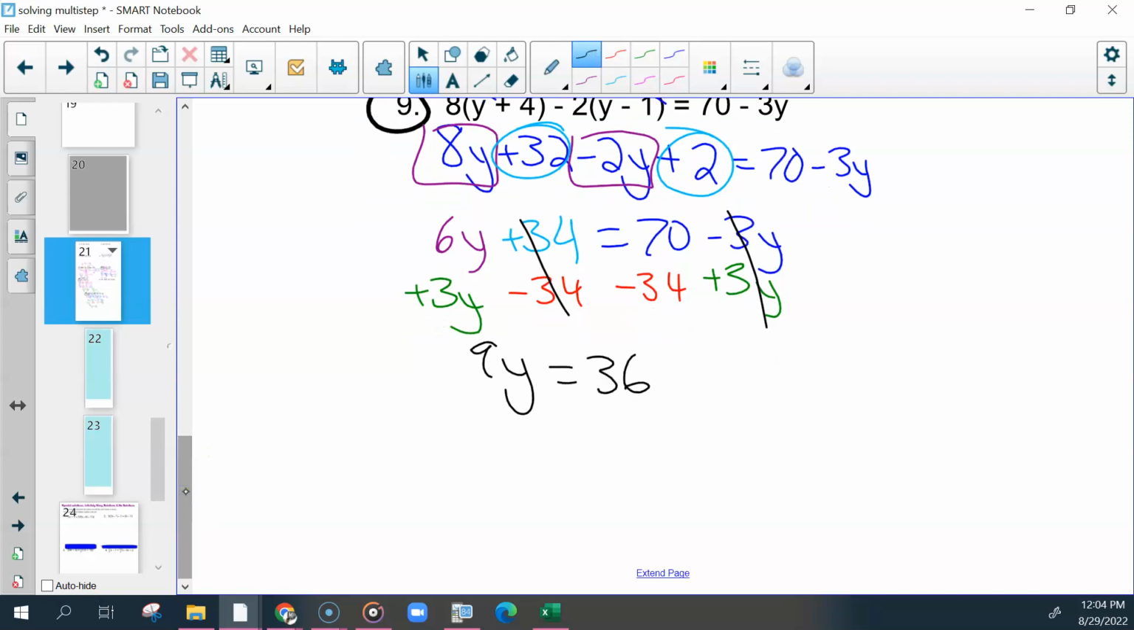Okay, do we need to multiply or divide anything to leave y by itself? Yep, what number do we need to divide, guys? 9. Good, so we have this last step. And y equals what? 4.